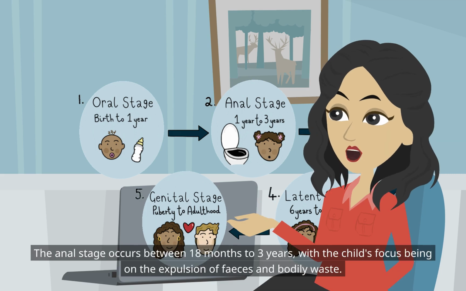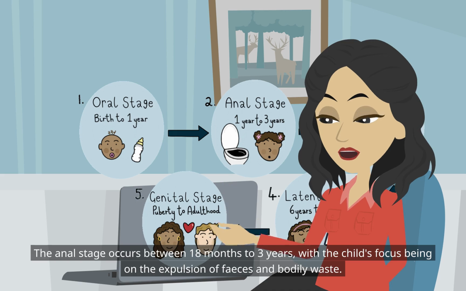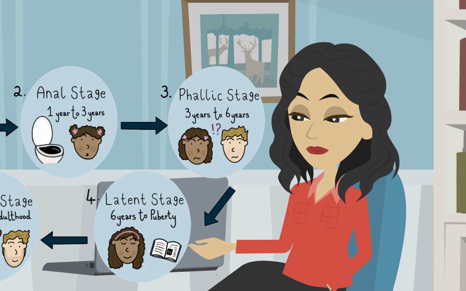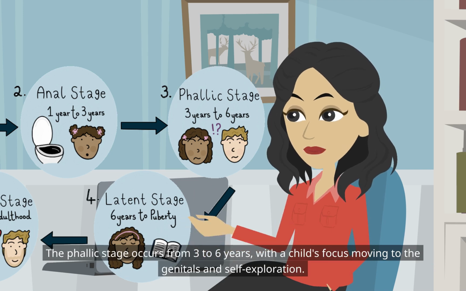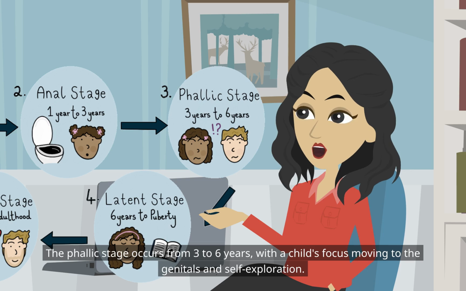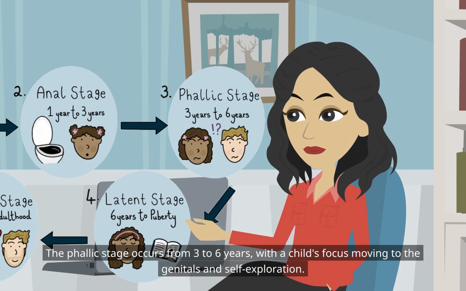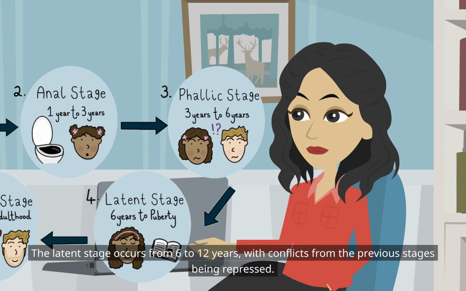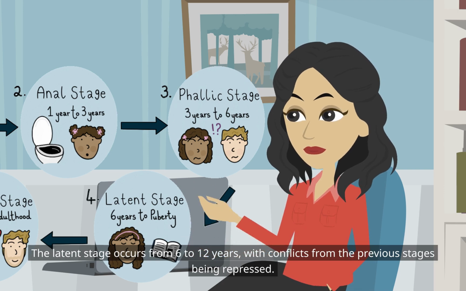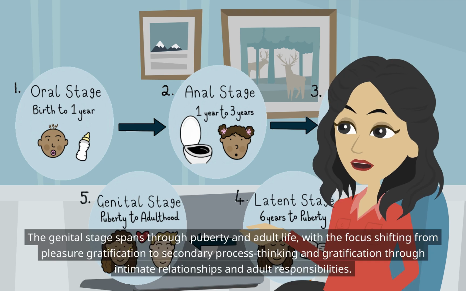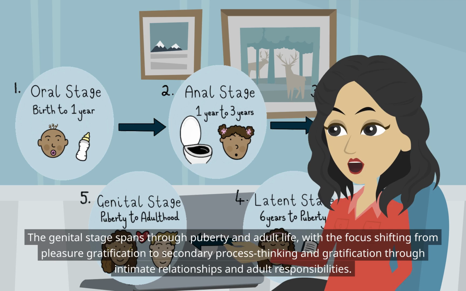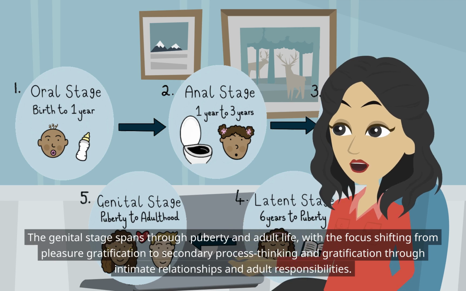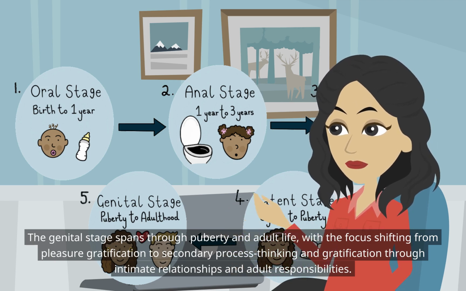The anal stage occurs between 18 months to 3 years, with the child's focus being on the expulsion of feces and bodily waste. The phallic stage occurs from 3 to 6 years, with the child's focus moving to the genitals and self-exploration. The latent stage occurs from 6 to 12 years, with conflicts from the previous stages being repressed. The genital stage spans through puberty and adult life, with the focus shifting from pleasure gratification to secondary process thinking and gratification through intimate relationships and adult responsibilities.